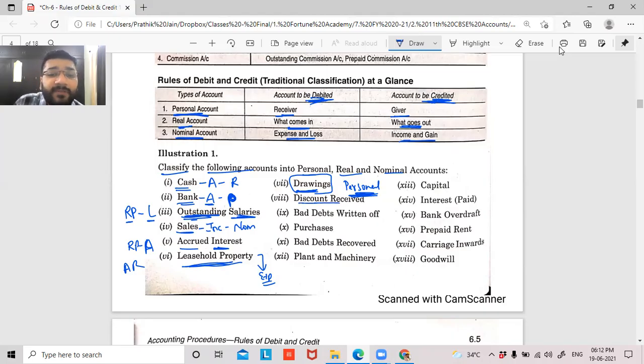Now, discount received. What is discount received?